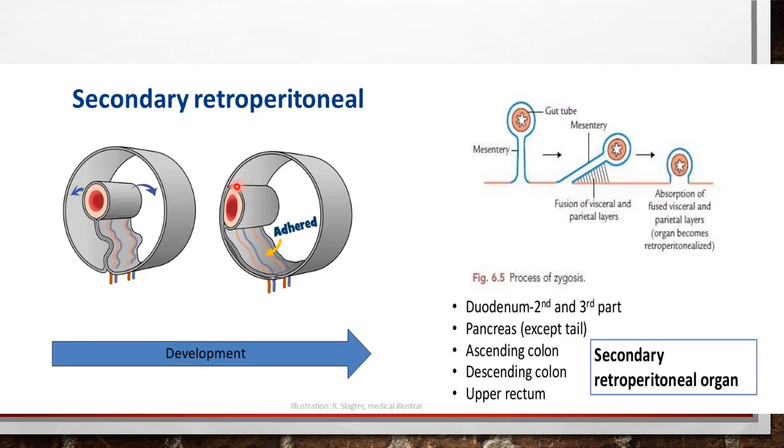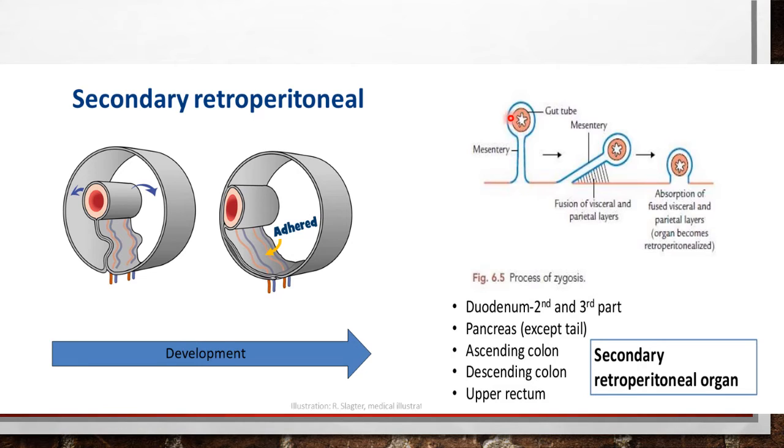So all those structures which are initially intraperitoneal, with development their mesentery is going to fuse with the posterior abdominal wall in such a way that these structures are plastered to the posterior abdominal wall, and they are only wrapped from the anterior surface. They have only the anterior covering of the peritoneum. These structures are labeled as secondarily retroperitoneal structures.